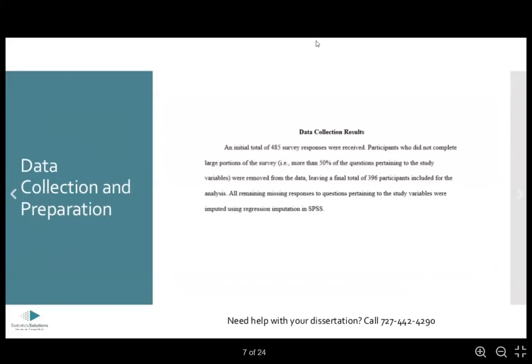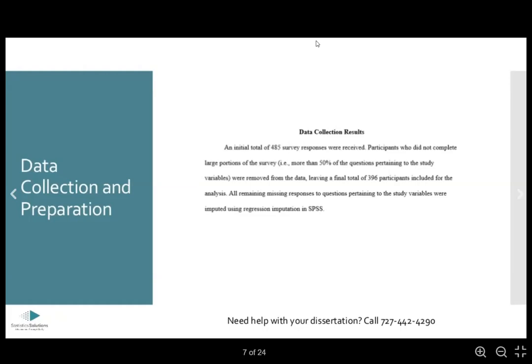So I'm going to go through a number of results examples, and you will all receive copies of these slides. So if you'd like to look back for ideas on how you might write up your own work, these may be helpful. So in this example, this person is explaining to us how they reached their total final sample.